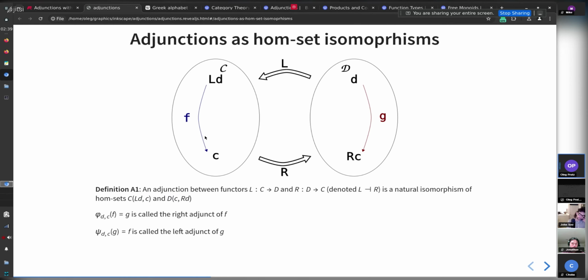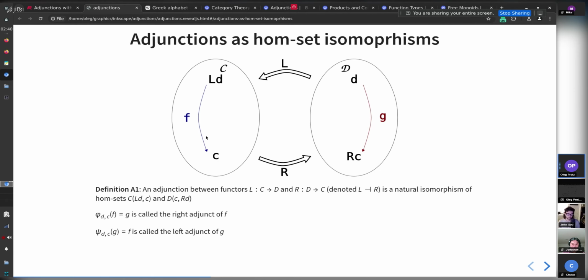That is, a choice of f in the set of LD to C uniquely determines the morphism g in the set of D to RC, and that works the other way around too. Now f and g are called the left and right adjunct, respectively, or the left and right transpose. Yeah, I've seen that too. So phi is the mapping to the right, and psi is the mapping to the left.